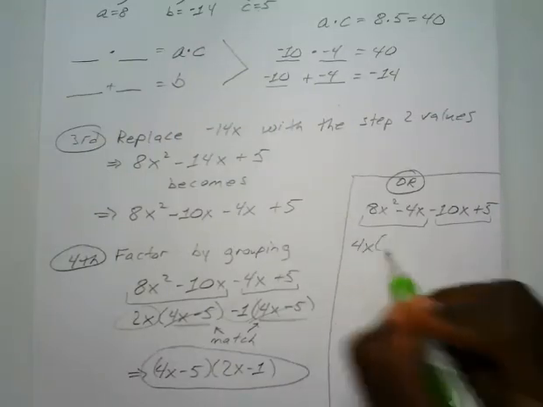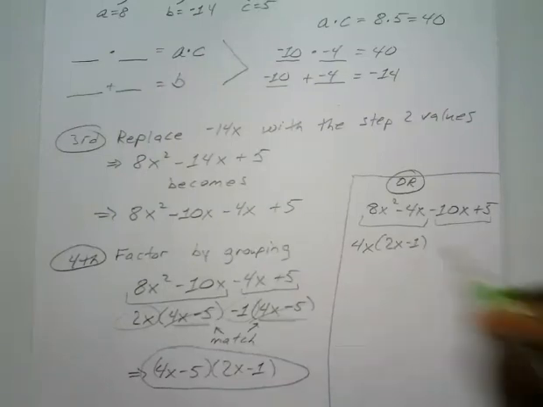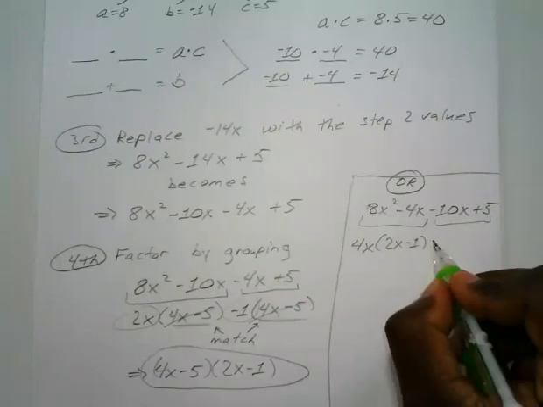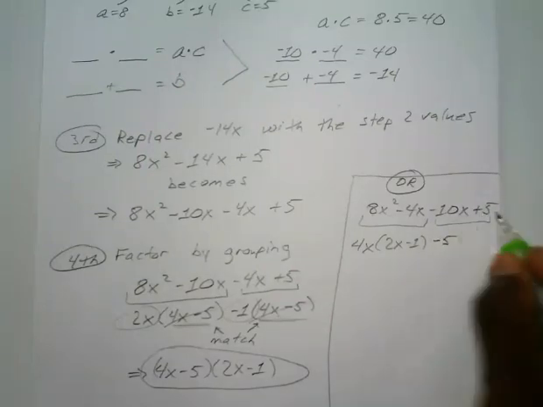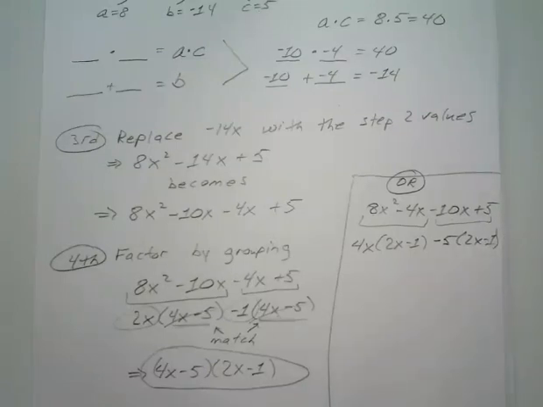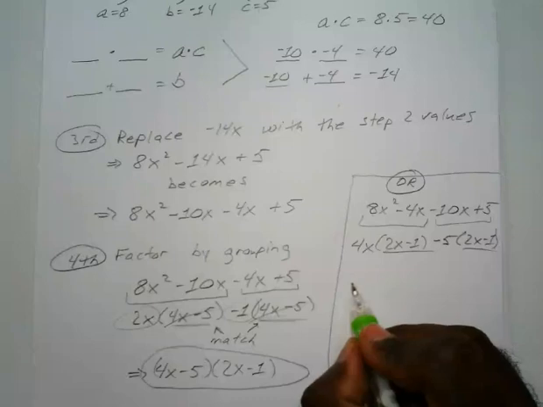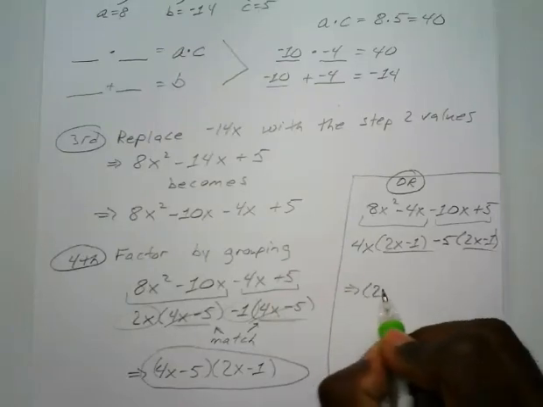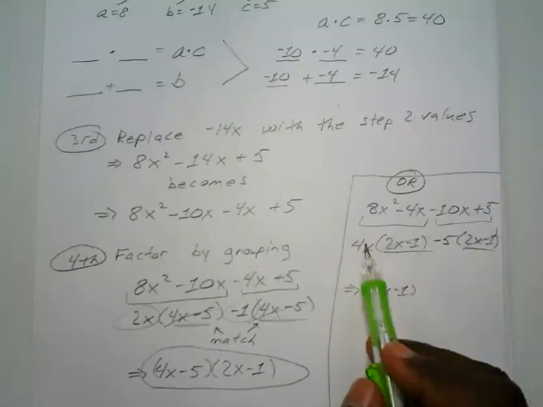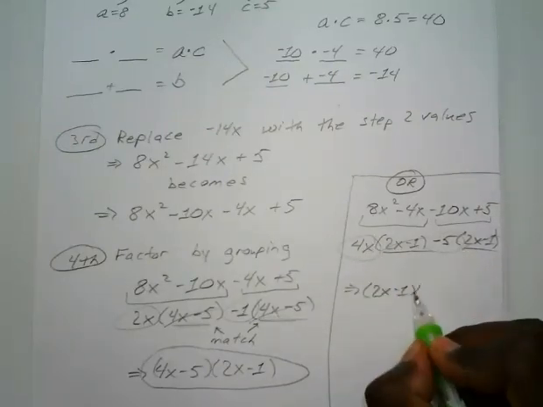So we have our 4x, which will leave us with 2x minus 1, and if we distribute, we end up right back there. And if we have minus 5 that we factor out of both of those, we have 2x minus 1. So here we have our same matching binomial. So we bring that out to the front, and you can go ahead and cross those out. And whatever is left goes into the next one, which is 4x minus 5.